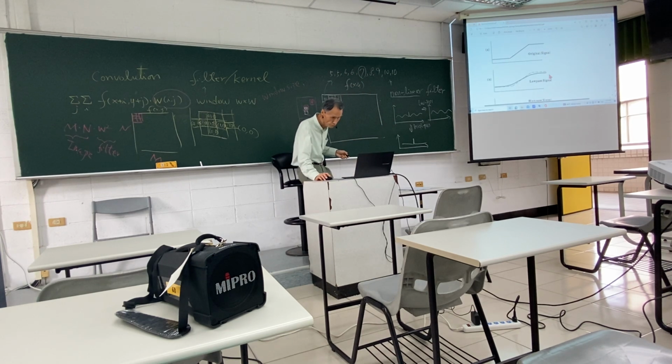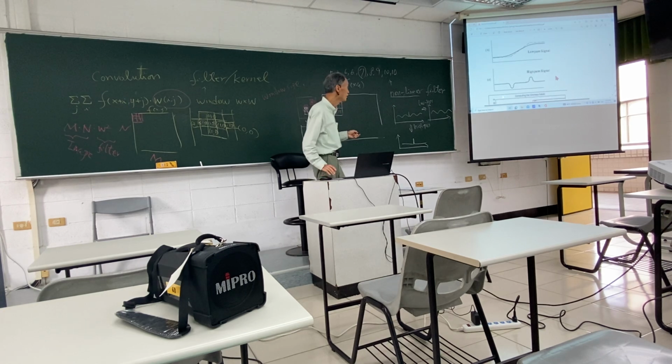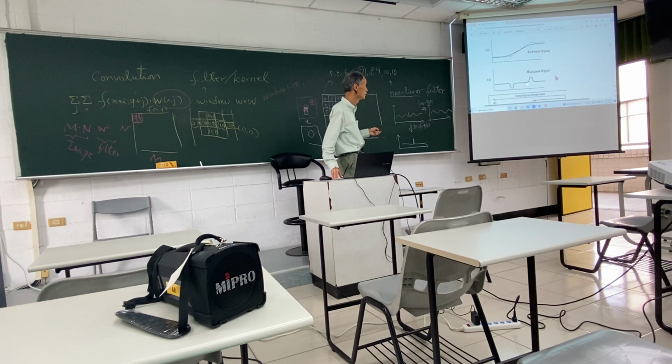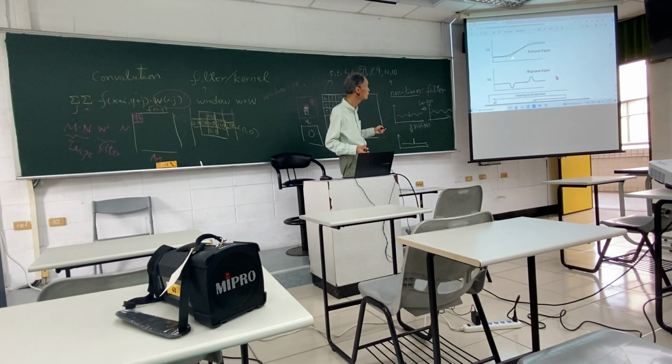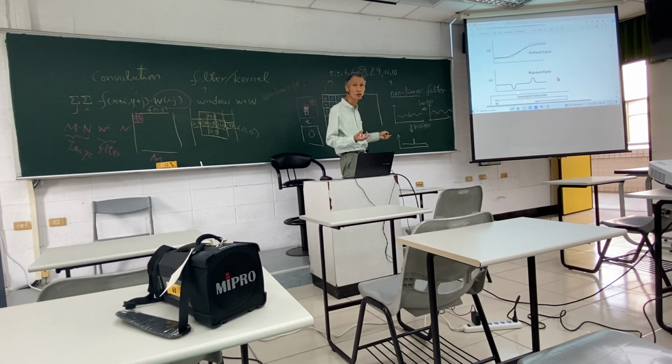Now, this is the result of high pass. A high pass is what? It is original minus low pass. So this is the original, and minus the low pass. So the result becomes this one. See that? The original value is lower compared with the smooth one at the same location, so you will have a negative value, right?